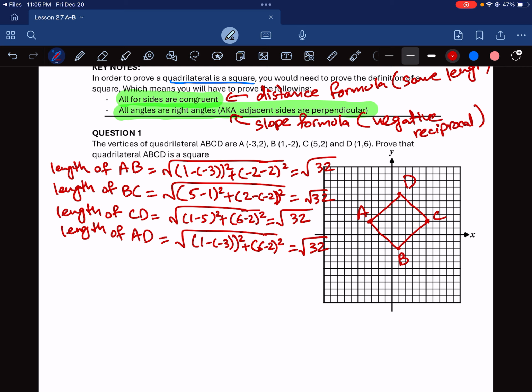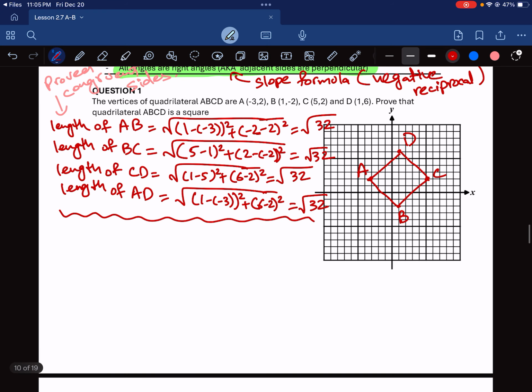But we're not done, because we must also prove that all the angles are right angles. So we just proved congruent sides. We're only halfway done. We must prove that all four angles are also right angles. Basically, the lines are perpendicular, so we're going to use the slope formula for that.